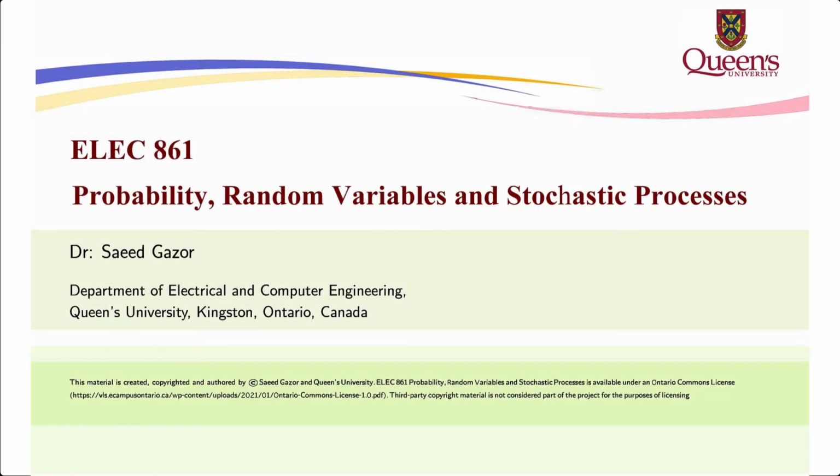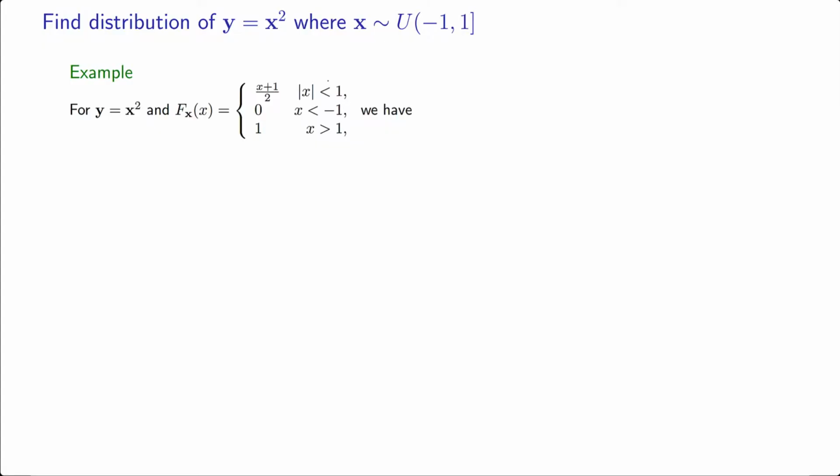In this video, we'll have an example and we will find the distribution of y equal a square root of x when x has a uniform distribution. So using the previous example for y equal x squared and assuming that x is uniformly distributed between minus 1 and 1, if you have this CDF, we want to find the distribution of y.